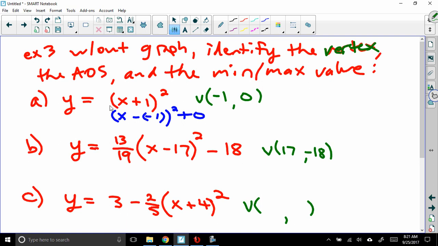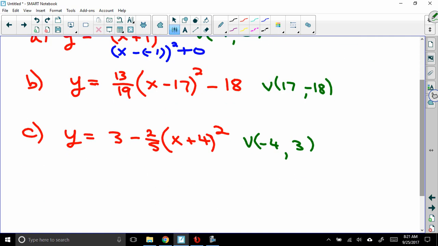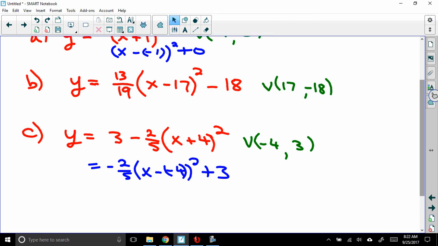What are we thinking? -4, 3 is correct. Good, -4, 3. So if something's in quasi-vertex form and you wanted to be clear about it, you could go ahead and put it in vertex form. This is -2/5 times the group x minus -4, the quantity squared, plus 3. So yeah, number C is -4, 3 is the coordinates of the vertex. Okay, cool. How do we feel about being able to do that?